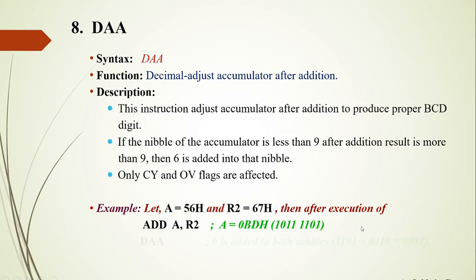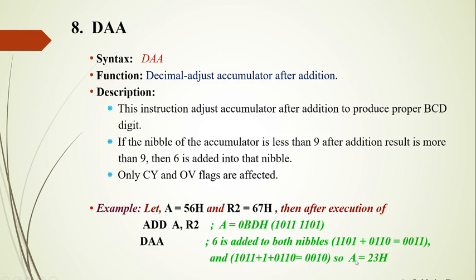So what will this instruction do, that is DAA, decimal adjust accumulator after addition? This will add 6 to both nibbles, as both nibbles are greater than 9. So this instruction adds 6 to both nibbles. So we get A equal to 23H, that is the perfect BCD number.